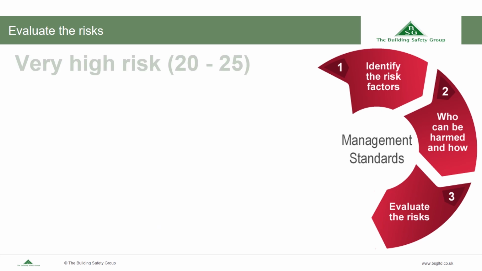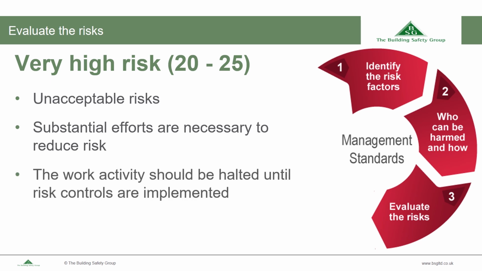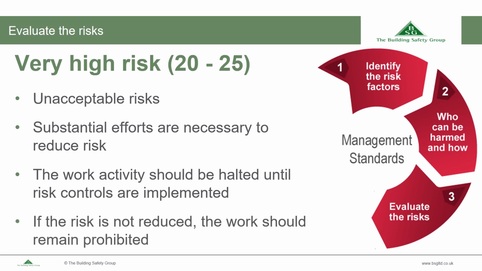Risks that are very high are unacceptable. Substantial improvements in risk controls are necessary so that the risk is reduced to an acceptable level. The work activity should be halted until risk controls are implemented that reduce the risk so that it is no longer very high. If it is not possible to reduce the risk, the work should remain prohibited.